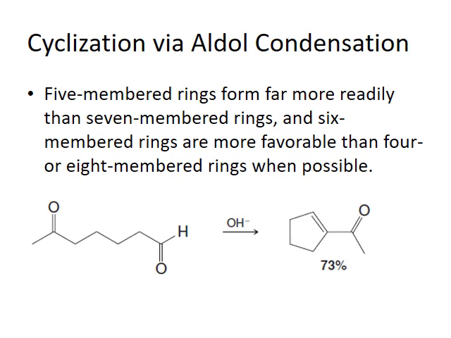Before we consider this example, we should remember that 5-membered rings form far more readily than 7-membered rings, and 6-membered rings are more favorable than 4 or 8-membered rings when the formation of these rings is possible.